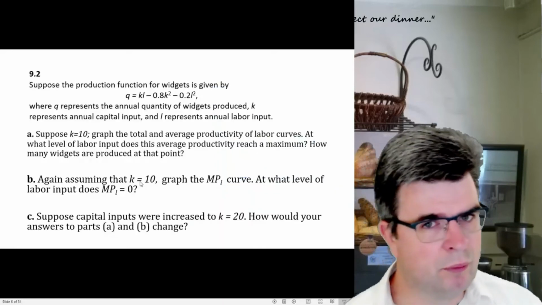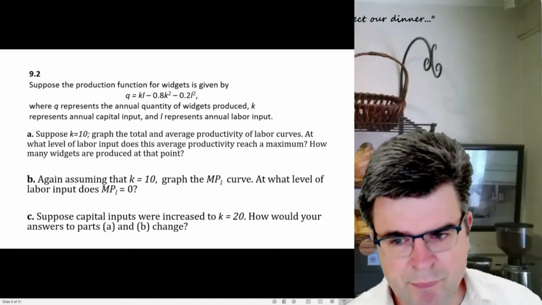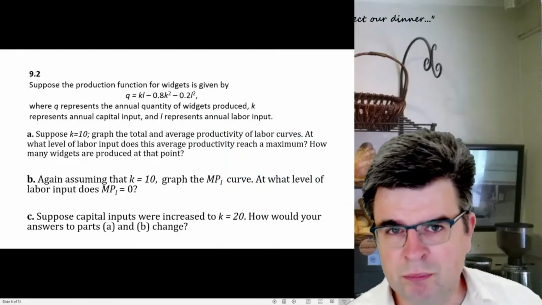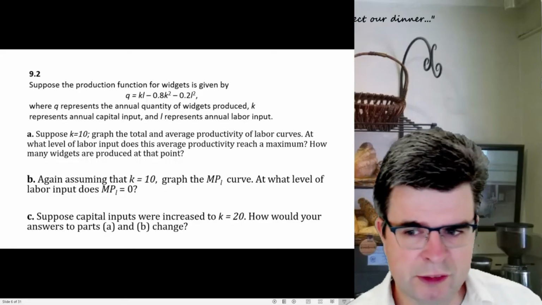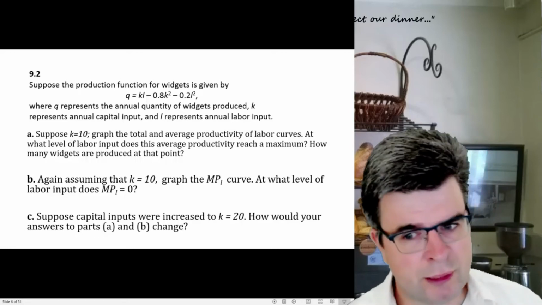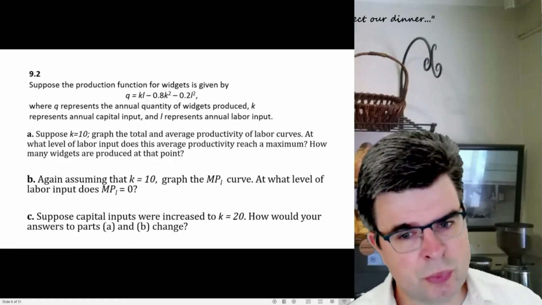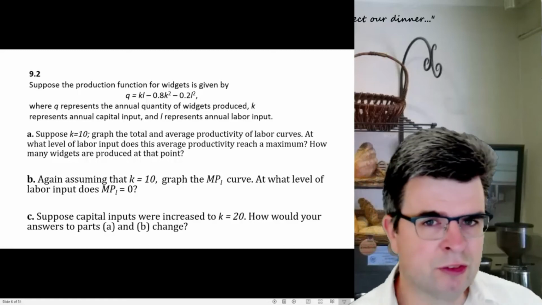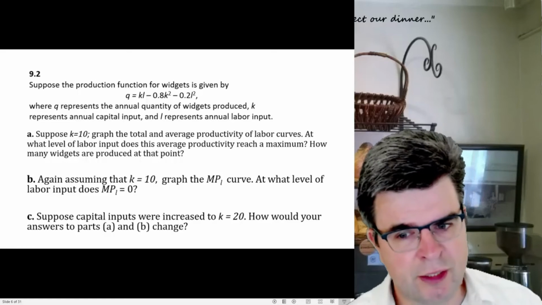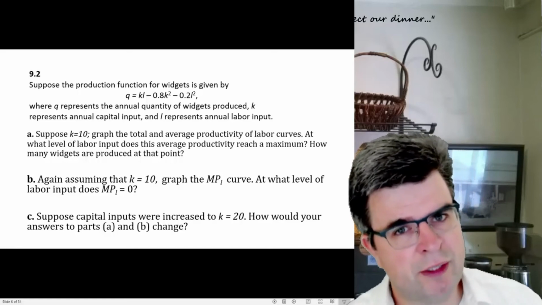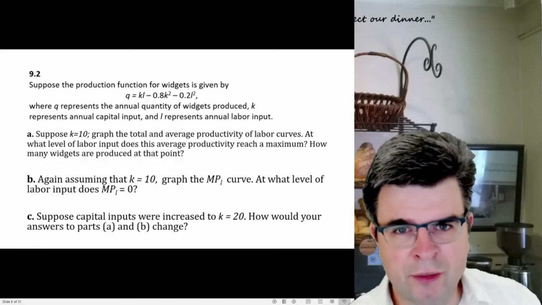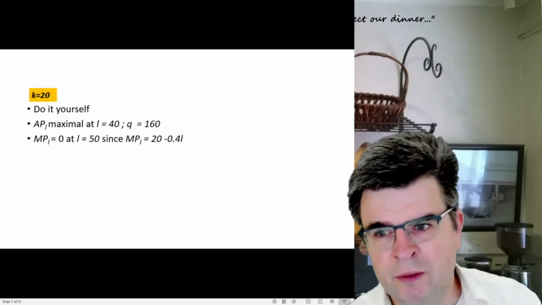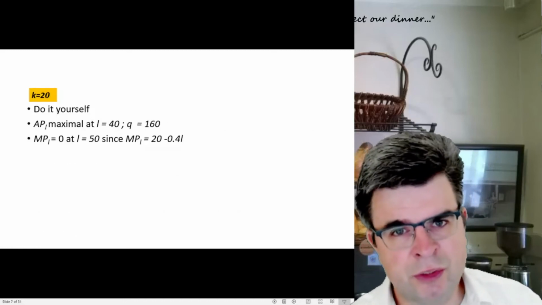And then we arrive at question C. Similar thing that you need to do, so a bit of a boring exercise at this point. Suppose that the capital inputs were increased to 20. How would your answers to part A and B change? Now, this is a very good exercise for you to test whether you comprehended what we did before. So I ask you to do this yourself.